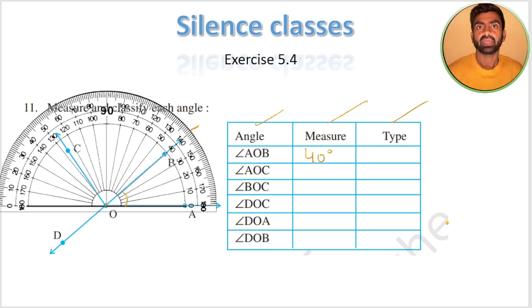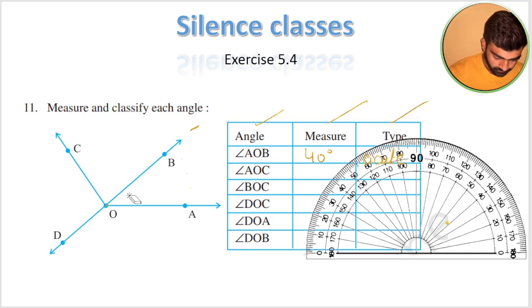And you know the angle which is less than 90 degrees is an acute angle. Whichever angle is less than 90 degrees, it is known as an acute angle. So I will write it down, acute angle over here.